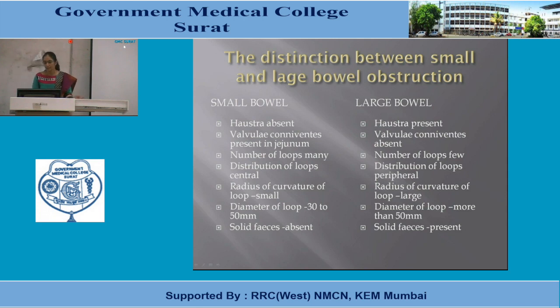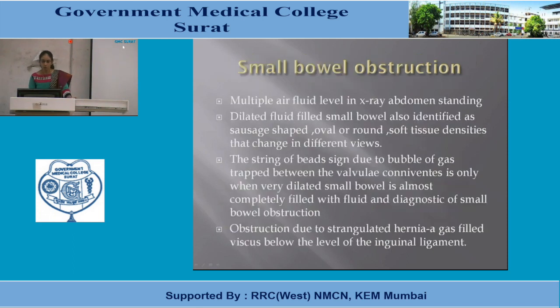If there is any query, you can go for ultrasonography of abdomen, and for localization of site of obstruction you can do CT scan of abdomen. Small bowel obstruction: multiple air fluid levels in X-ray abdomen standing. Dilated fluid-filled small bowel is also identified as a sausage-shaped oval or round soft tissue density that changes its position in different views.